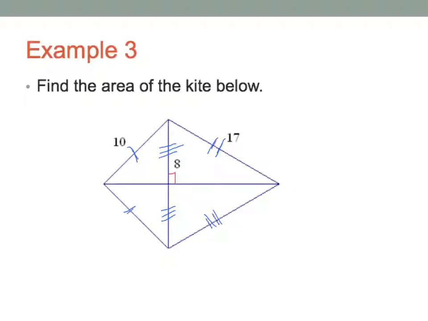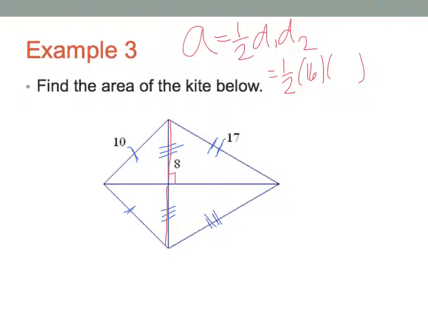So the area is the same formula. Area equals 1/2 times diagonal 1 and diagonal 2. And here I'm given one of the diagonals. If this is 8, I know my other one is 8 also. So one of the diagonals is 16. So let me write that in. 1/2 times 16, and I need one more diagonal. Let's figure this one out.